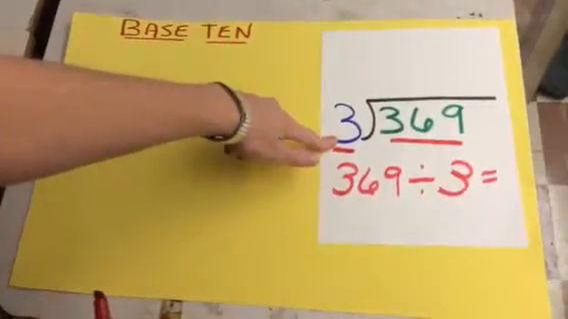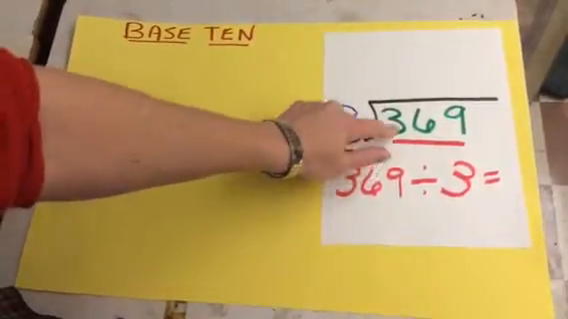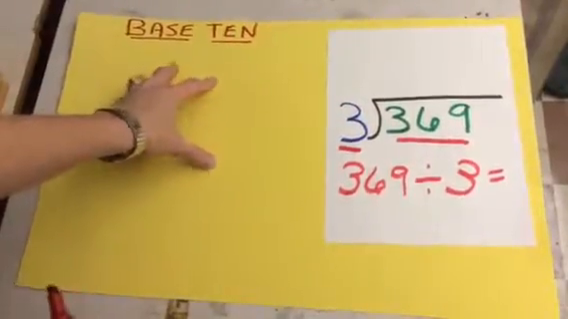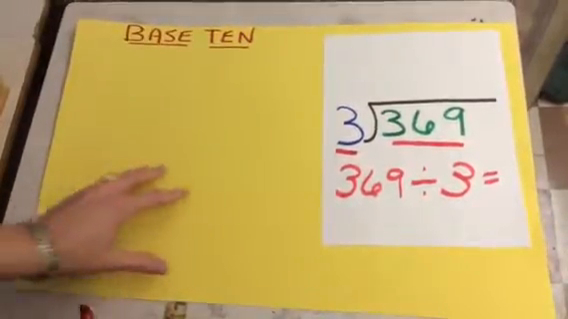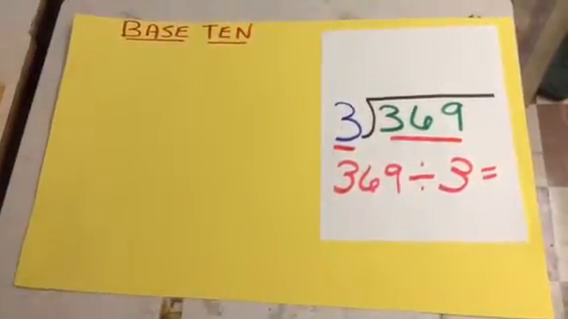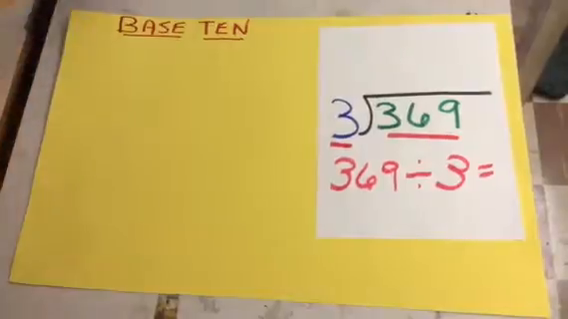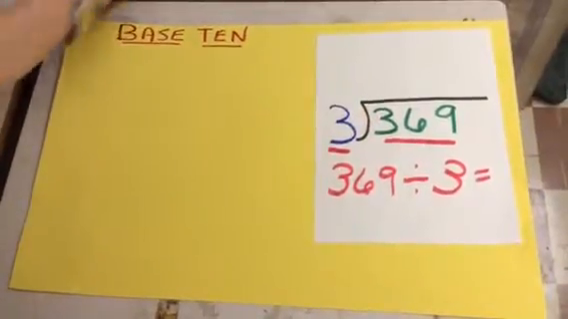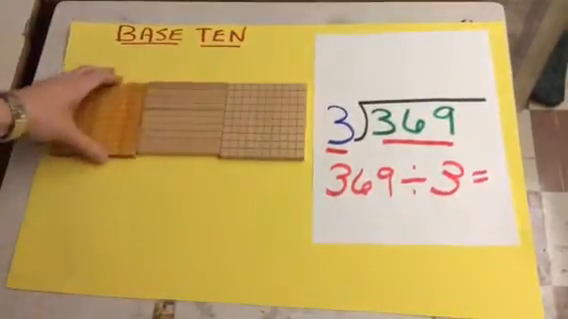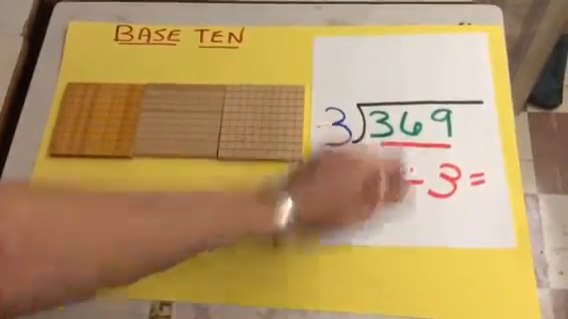So what's the first thing that we have to do? We have to take this dividend, 369, and build it so that we can then divide it equally into 3 groups, okay? Our divisor always tells us how many groups we're going to divide it into. So let's build the dividend first. So we have 1, 2, 3 hundreds. There's our 3 hundreds, okay?